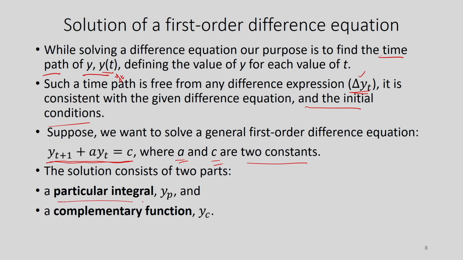Okay. Now, the solution of this difference equation will consist of two parts. The first one is called the yp, or the particular integral. Sometimes it is also written as pi, and the second part is yc, and it is called the complementary function, and it is denoted sometimes as cf. So, the solution will be a combination, a summation of these two things, yp and yc.